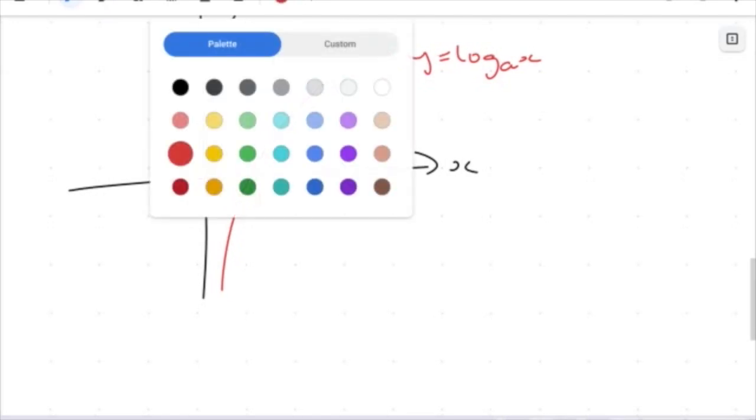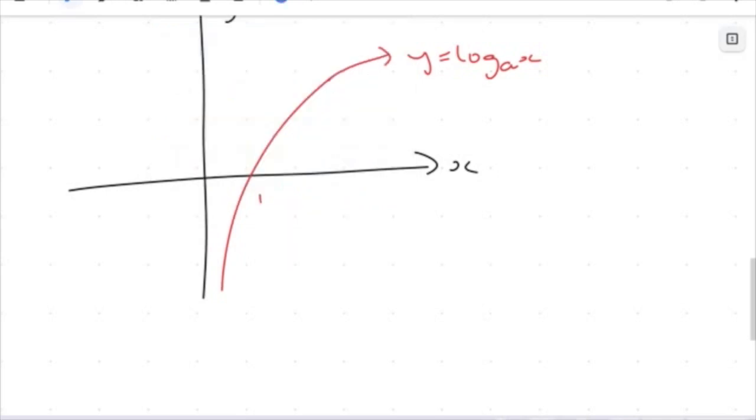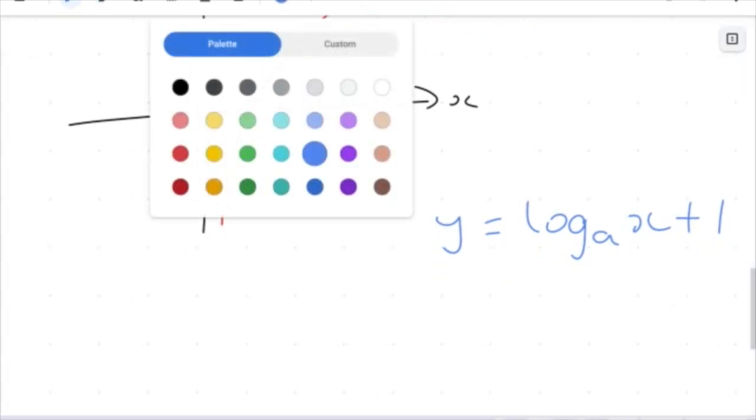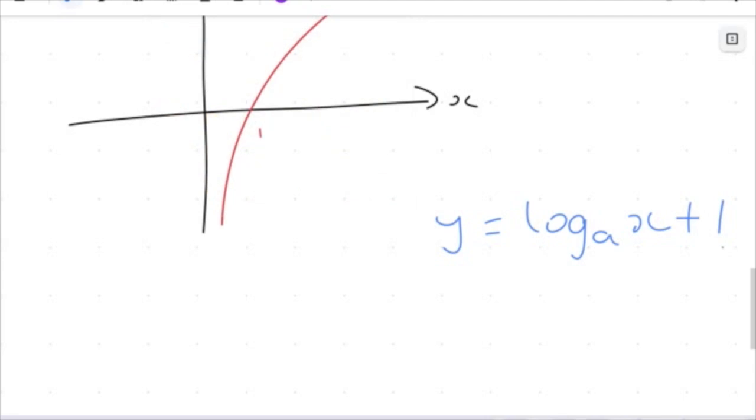Now, what would happen if we wanted to sketch y equals log to the base a of x plus 1? Well, we remember that this guy over here, the thing that gets added or subtracted, this is our vertical translation.